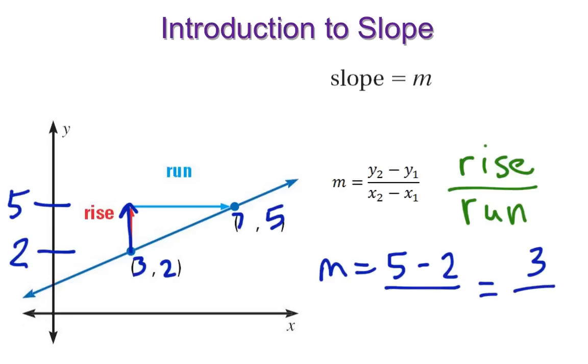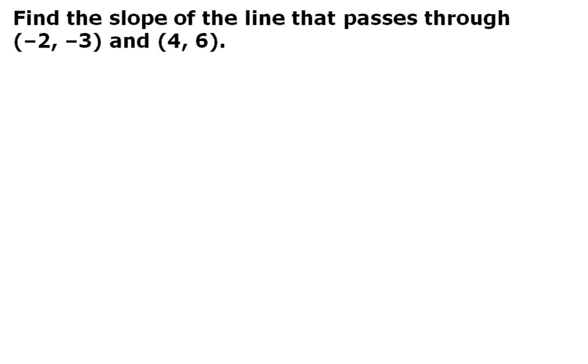The run could be calculated the same way, and again we have to go from the second ordered pair and subtract the first one. So I would set up my x2 value, which is 7, and subtract the x1 value, which is 3, and there I'd get 4. This means that the slope of the line that passes between those 2 points is 3 over 4.